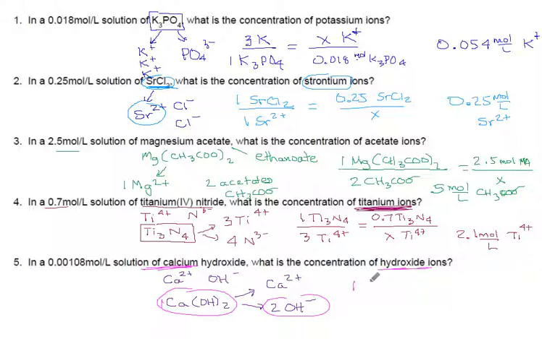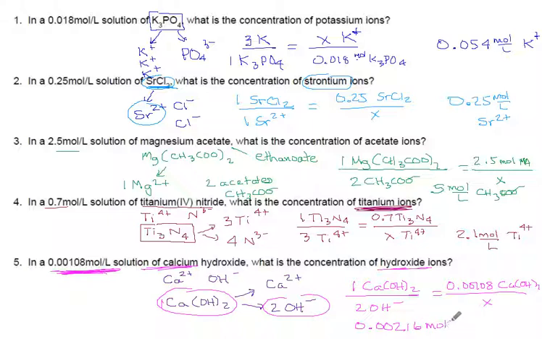We can say a single calcium hydroxide yields 2 hydroxide ions. And then they're saying, well, we didn't use 1 mole, we used 0.00108 moles. 0.00108 calcium hydroxides. How much hydroxide will we get? Answer, 2 times 0.00108 divided by 1 gives us 0.00216 moles per liter of hydroxide.